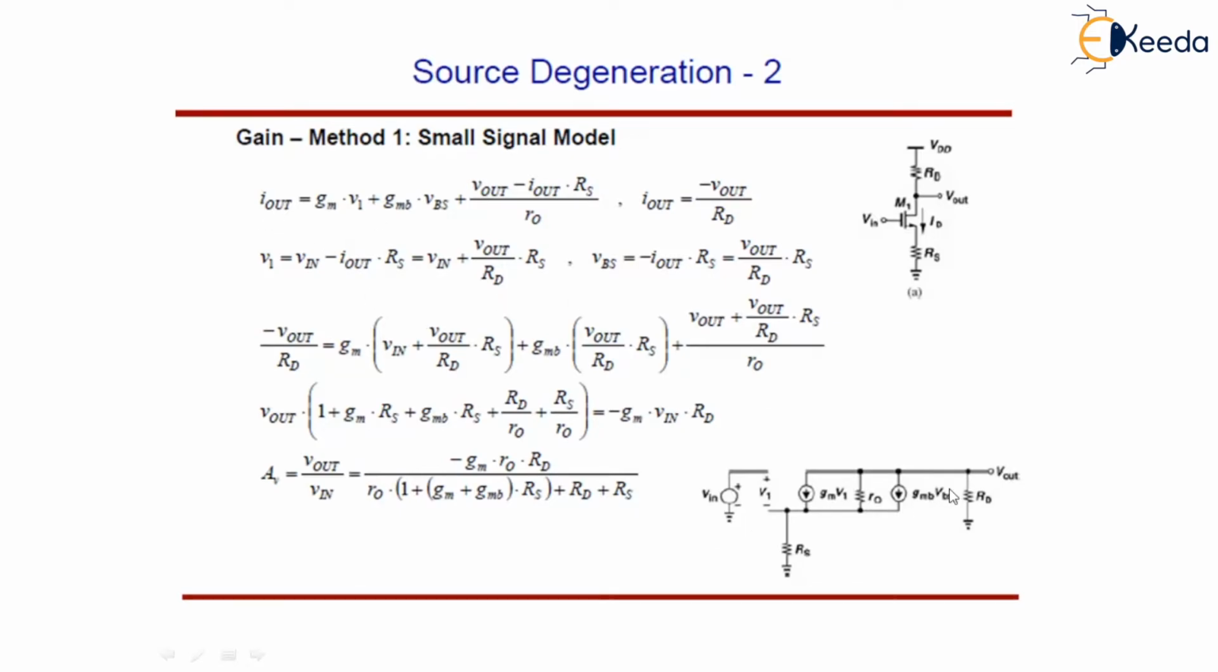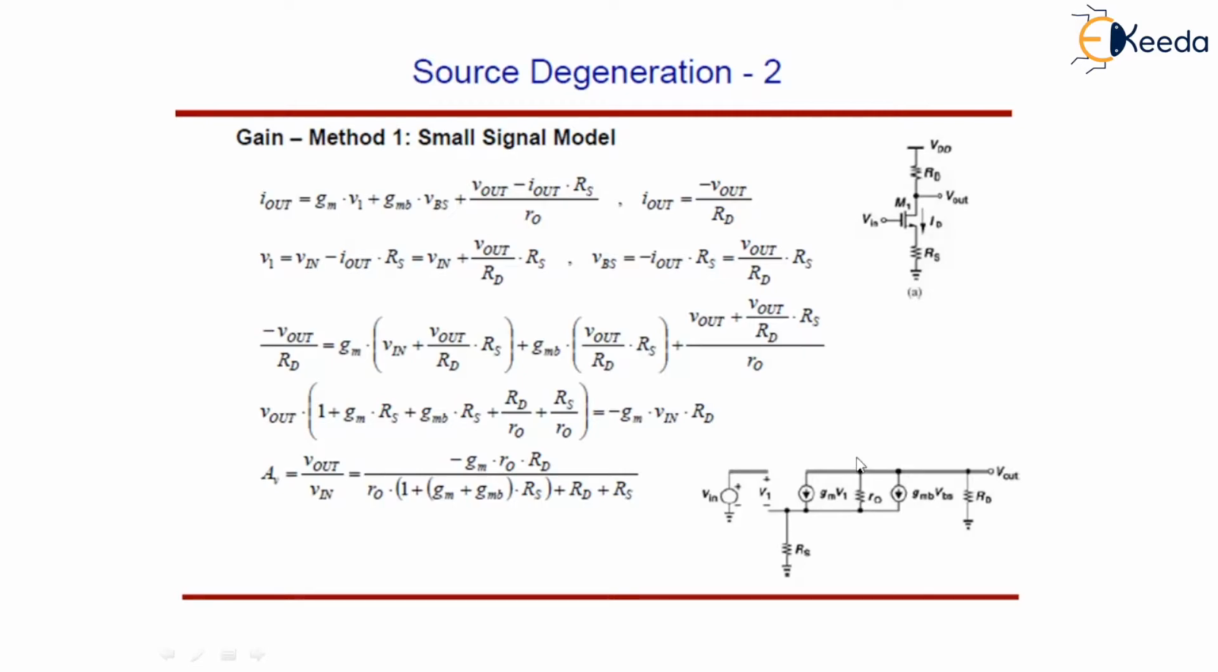How will I_out be calculated? I_out is flowing in this branch, so applying the KCL equation over this node, the current in this branch, I_out, will be equal to the current in this branch plus the current in this branch plus the current in this branch. So let us take that. I_out is equal to gm V1 written over here, plus gmb VBS written over here, plus the current in this branch.